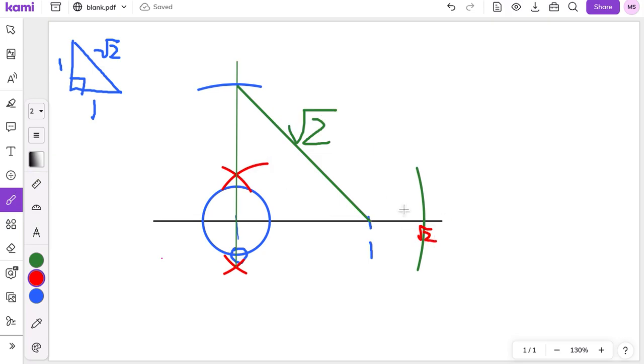The point of intersection on the number line, right? This point right here is square root of 2. So, hey, I have square root of 2. So that's great. What about other square roots?